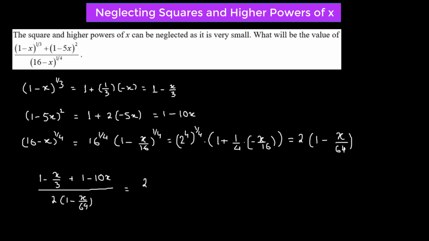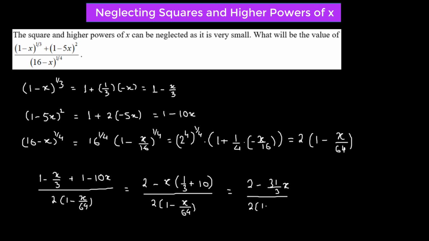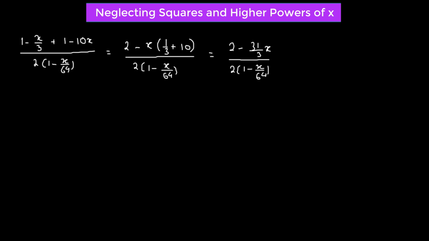So this will be equal to 1 plus 1 is 2 minus, we take x as the common factor, so we'll be left with 1/3 added to 10, divided by 2 times 1 minus x divided by 64. So this will be equal to 2 minus 31 over 3 times x, divided by 2 times 1 minus x divided by 64. Now we're going to factor out 2 from the numerator. So that will leave us with 2 times 1 minus 31. So in the second term we have to divide by 2. So we'll have 31 divided by 3 times 2, which is 6, multiplied by x, divided by 2 times 1 minus x over 64.